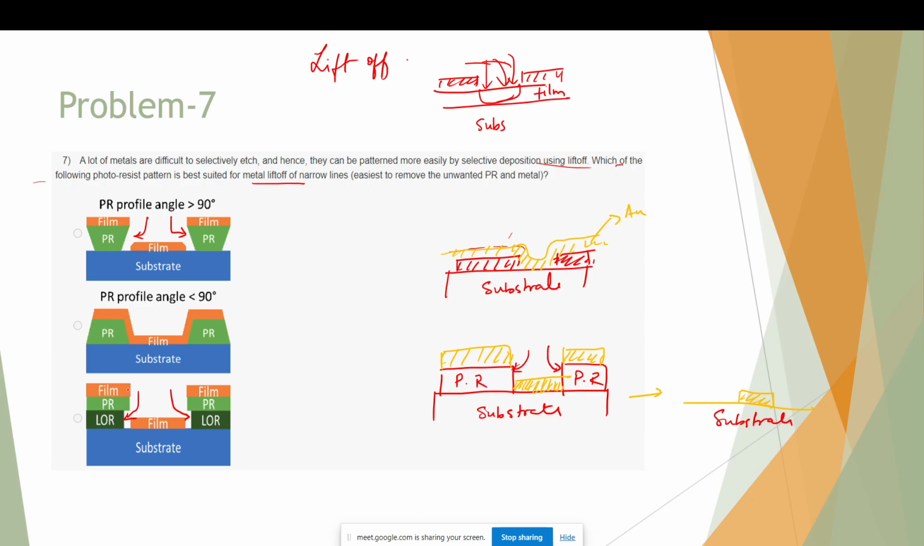Because of that, even though I wanted the film to be deposited only here, the LOR is even further away, and because of that this is the best way to actually go about it. Here in the diagrams it is not very clearly visible, that is because they have shown it like this, it might not necessarily be that slanting, right. So, it is better to always have a second resist that will develop even further. Process wise this is more reliable.